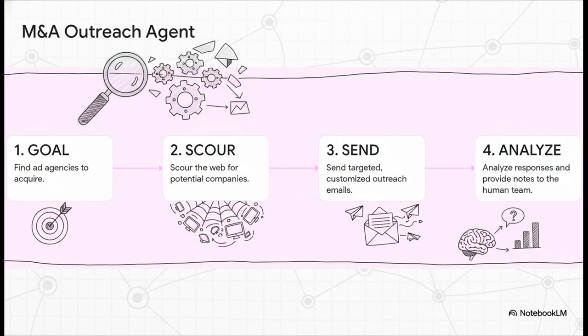The agent then figures out the entire plan. It scours the web, it identifies potential targets, it writes and sends personalized outreach emails, and it even analyzes the replies to give the human team notes for their first call. I mean, this is a complex, multi-step process now completely managed by the AI.